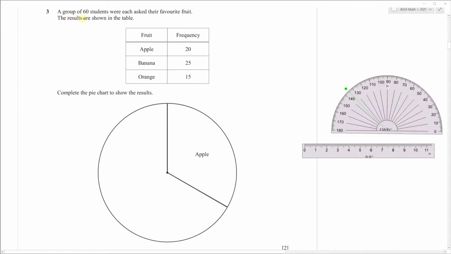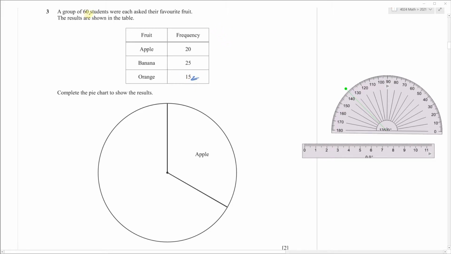Question number 3. A group of 60 students were each asked their favorite fruit. The results are shown in the table below. 20 students said their favorite fruit was apple, 25 said banana, and 15 said orange. Complete the pie chart to show the results. Apple is already marked, so let's start with oranges then.